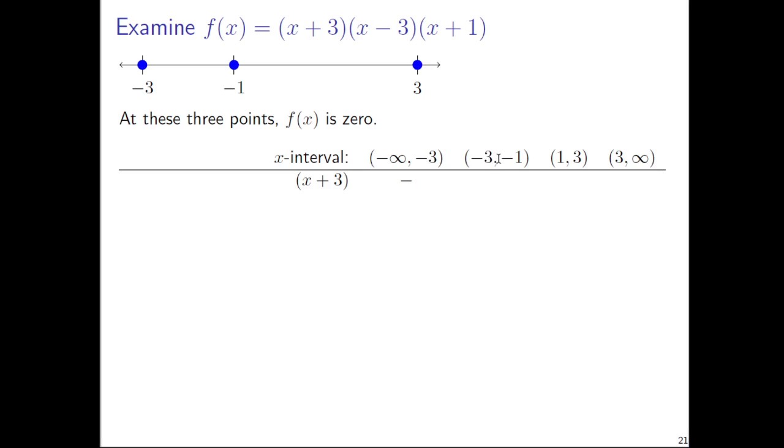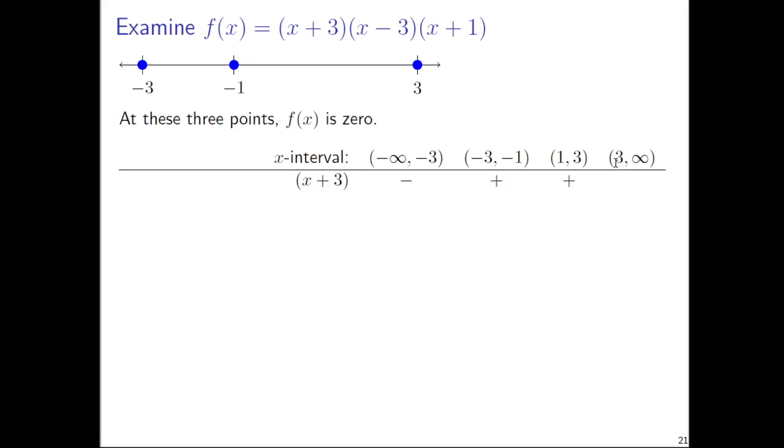When you use x equals negative 2, you'll have negative 2 plus 3 is positive 1. So we'll record a plus sign here. Now, again, typo. Sorry, this should be negative 1 to positive 3. Pick an x value between negative 1 and positive 3. For instance, you can pick x equals 2. And so 2 plus 3 is 5, which is positive.